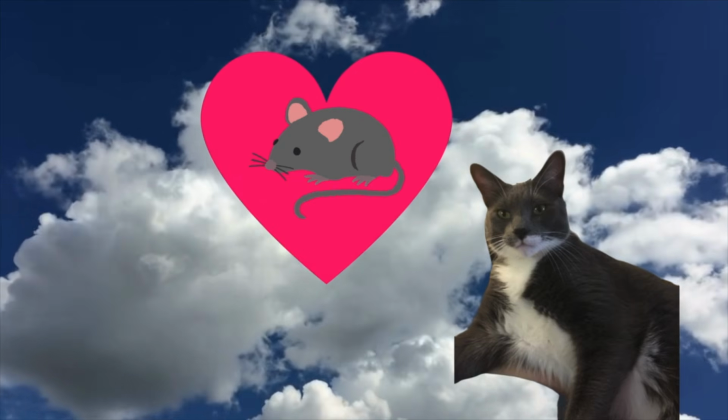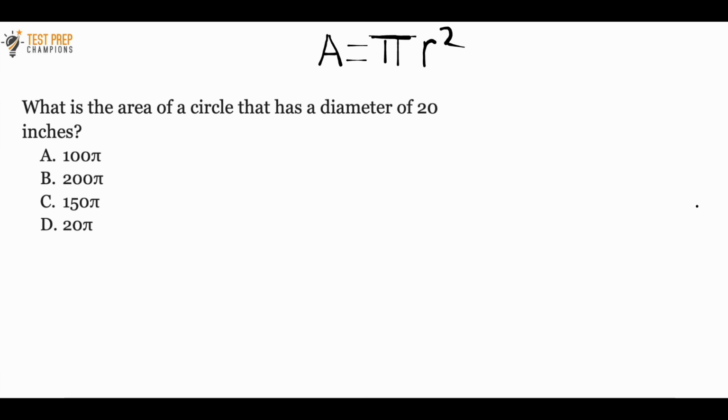What is the area of a circle that has a diameter of 20 inches? Is the answer A, B, C, or D? And just to save you some time, I gave you the formula for the area of a circle.